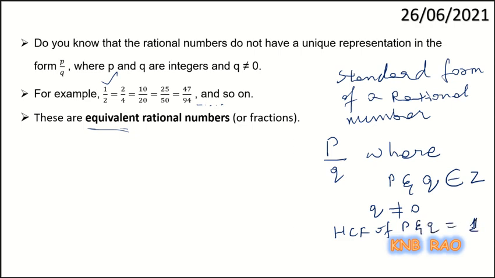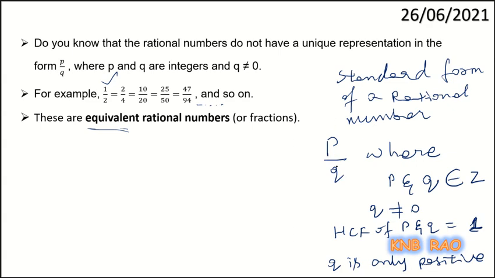What do we mean by HCF of p and q being 1? It means they cannot be further simplified. And another important condition, q being positive, means the denominator is only positive. So, this is the standard form of a rational number. A rational number is said to be in standard form when it is in the simplest form with a positive denominator.